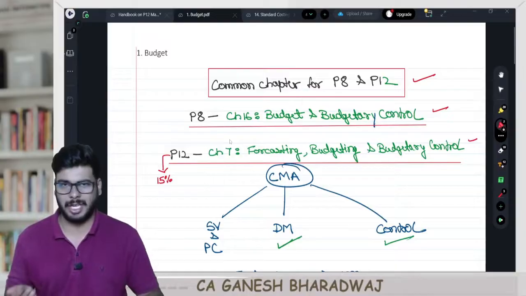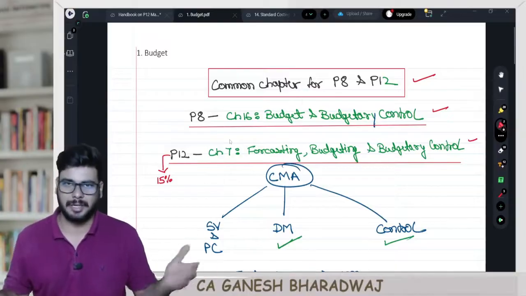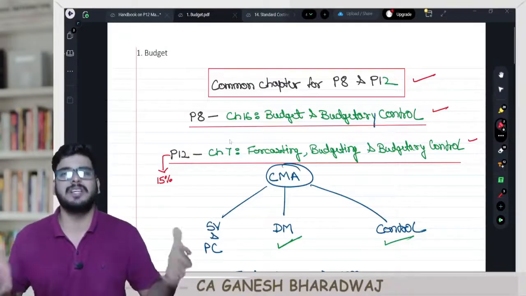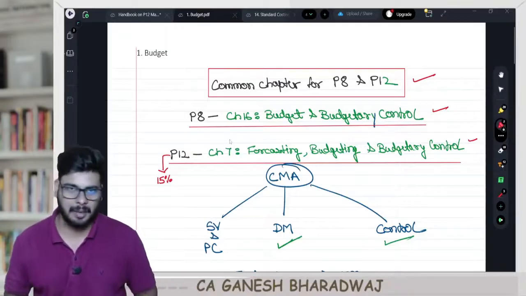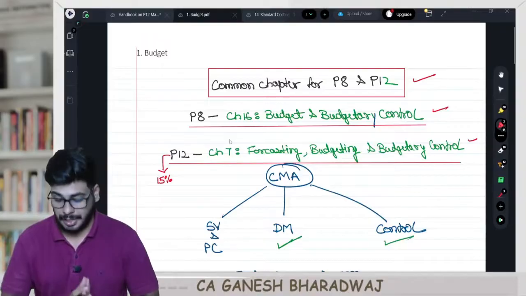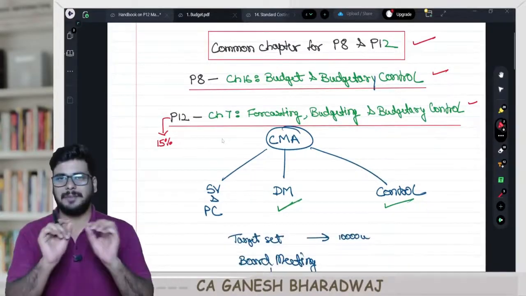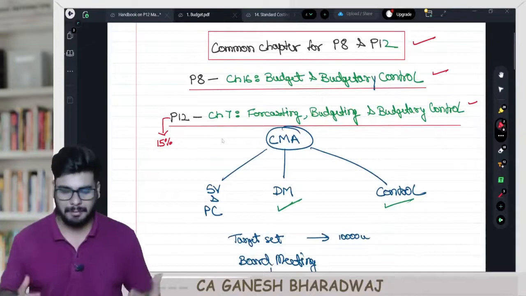In our regular batch anyways, we have done it separately, right? I have recorded lectures separately for P8 and P12, but yes, conceptually when we are revising, we can even combine and do it, and that's what we are doing here in the marathon. Now guys, I'm going to call this chapter as budget. I'm just going to give a common name, budget.